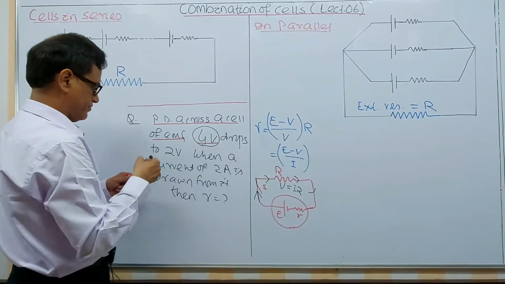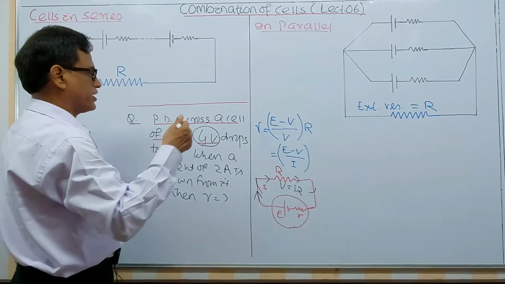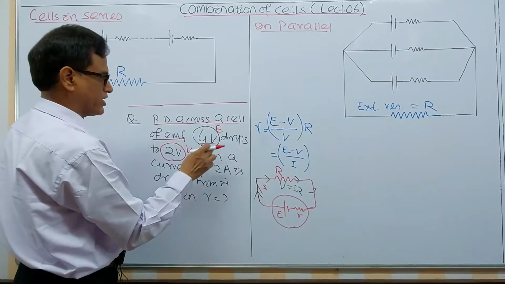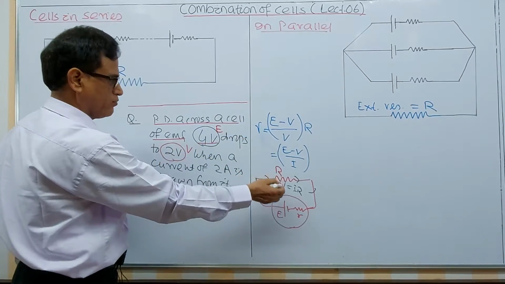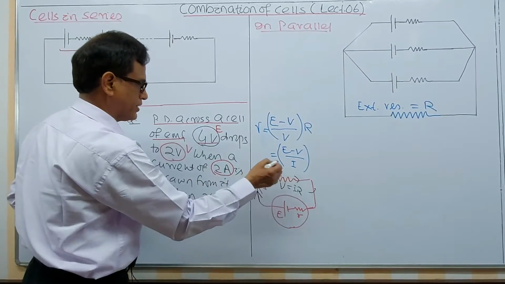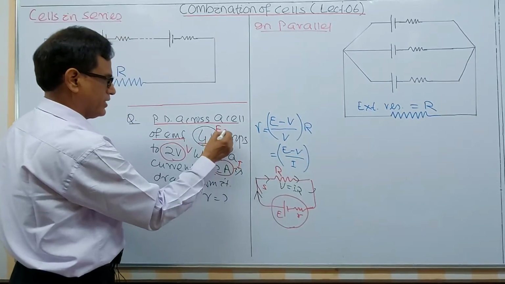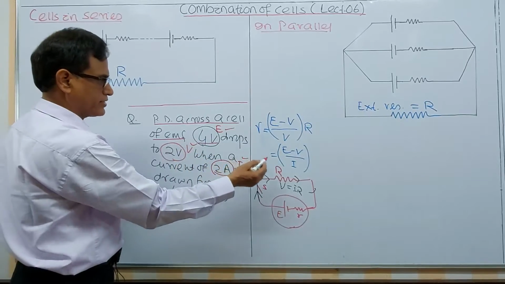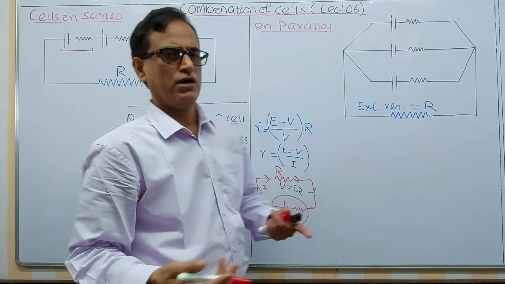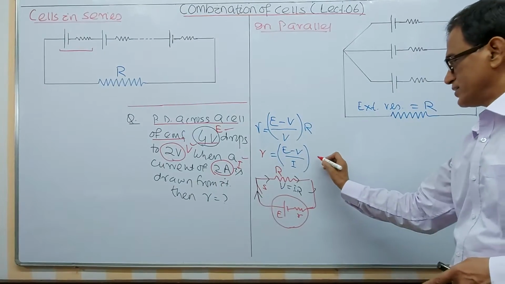So V is given, E is given. This is the EMF, and this is the voltage V. Potential drops, voltage is 2 volt, and current I is given. Say E is given, V is given, I is given. You can use this formula so that you can get the internal resistance. Here the question is very easy to get the 2 marks.